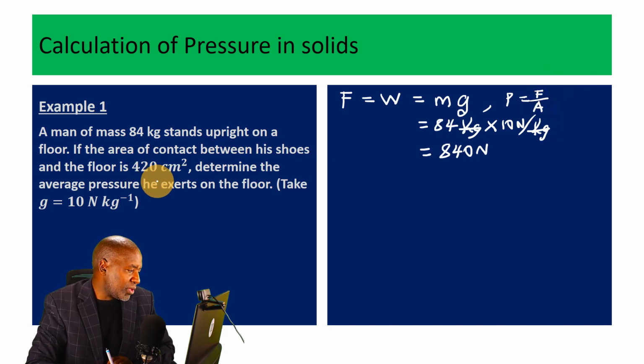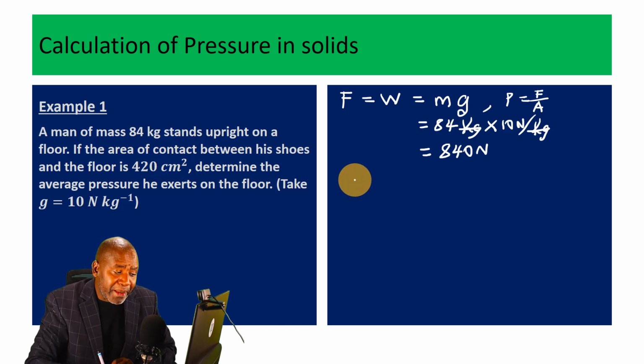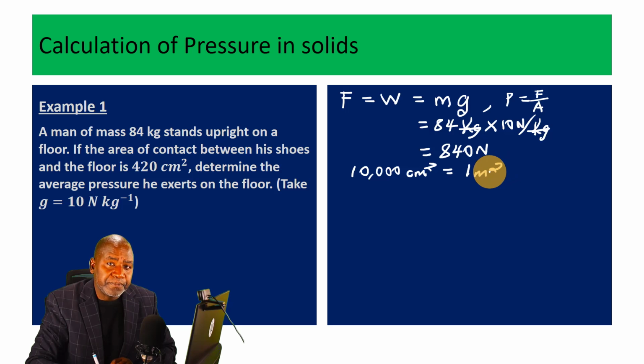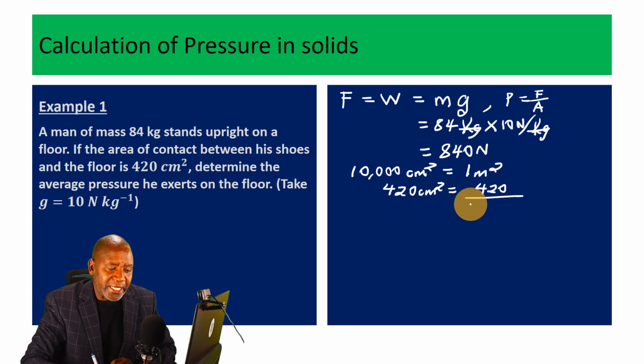There is only one thing that will prevent us from using this value directly. It is the units. The SI unit of area is meters squared. I'd like you to remember that 10,000 centimeters squared is equal to 1 square meter. So this conversion will help you to convert 420 centimeters squared into meters squared by dividing 420 by 10,000.